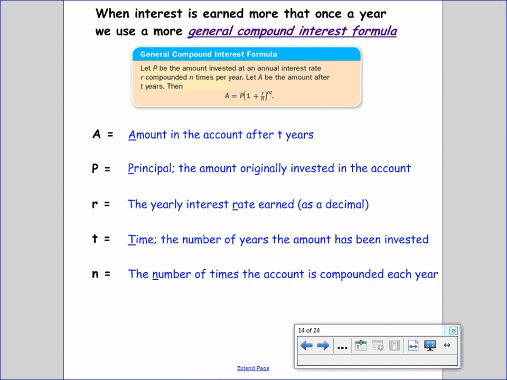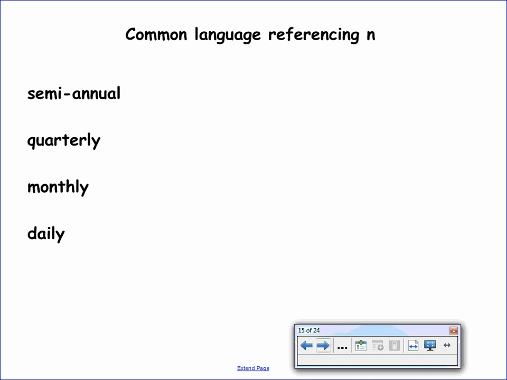The main thing is that you have the underline word, right? So you know what the letter stands for. And we'll do several examples of these together. Okay, so the key thing here, everything else makes sense except what might be new is the number of compoundings that occur in a given year.